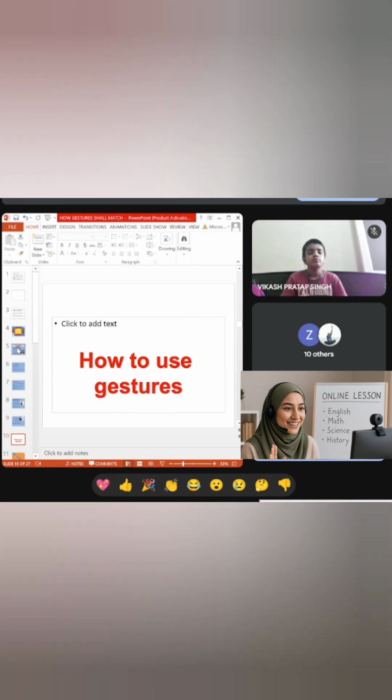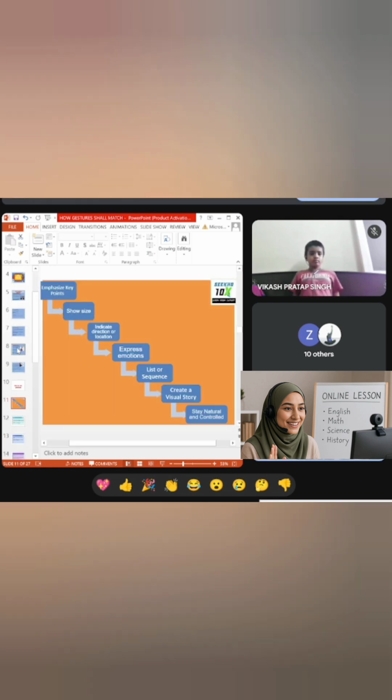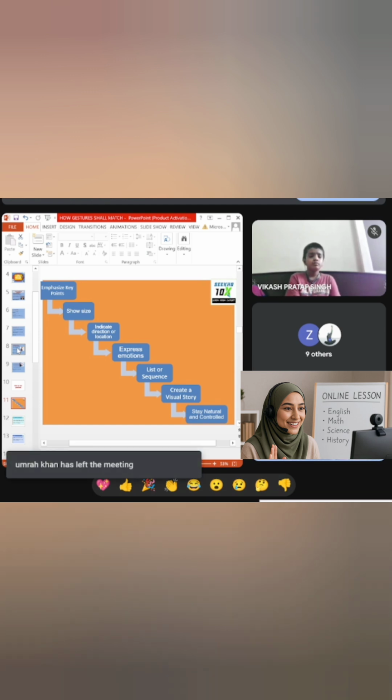Coming to how to use gestures. The major concern for today's topic is how to use the gestures. Emphasize key points, show sizes, indicate directions, express emotions, happy, angry, sad, or whatever it is. Either by frowning, you can show an angry emotion. By smiling, cheers, you can show a happy emotion. And sad, of course, you can make that also. Excited, you can show that also. You can be more expressive, showing different emotions. List or sequence, create visual story, stay natural and confident.